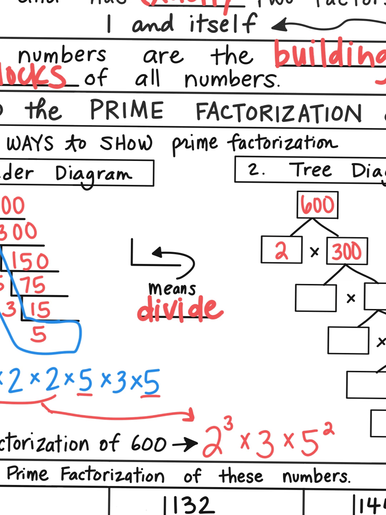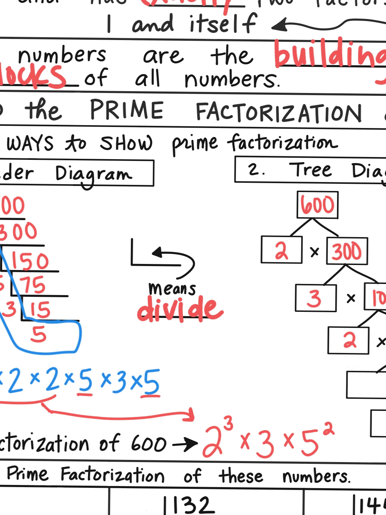What if this time, instead of 2 and 150, I did 3 and 100? Could I do that? Yes. I could do 3 and 100. And then I got to break down 100. Maybe 2 times 50 makes 100. Or you could do 4 times 25. But if I did 4 times 25, I would have to have another branch coming off of here to break down the 4. Okay.